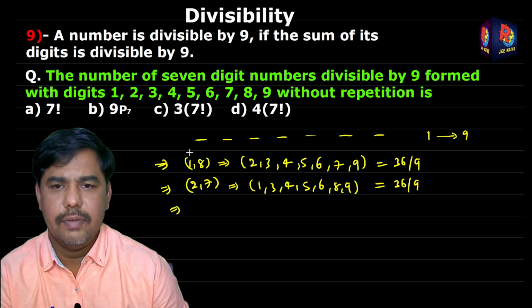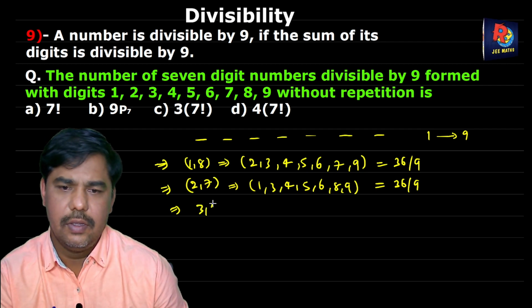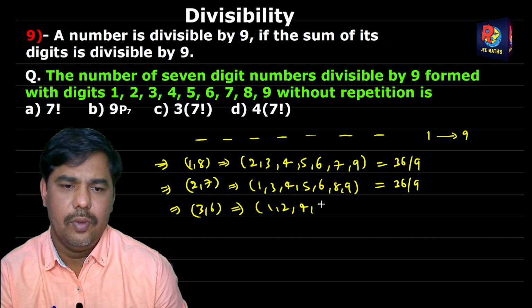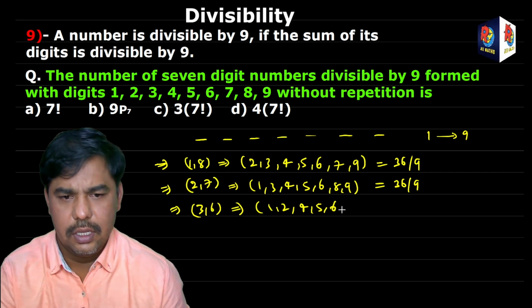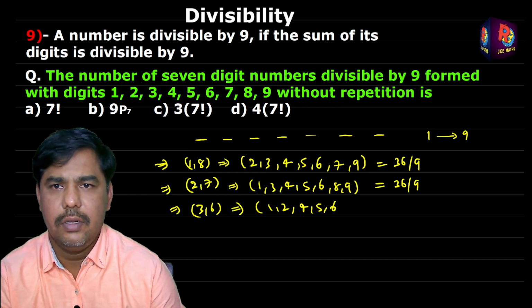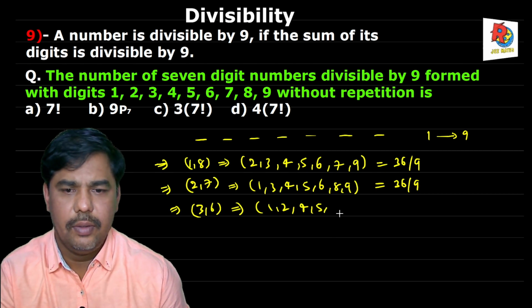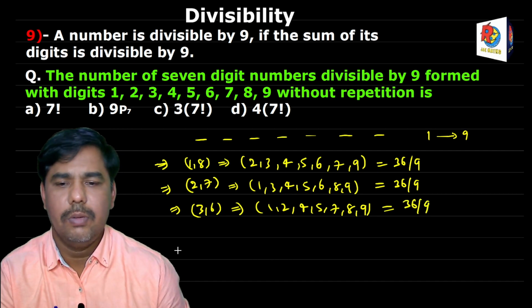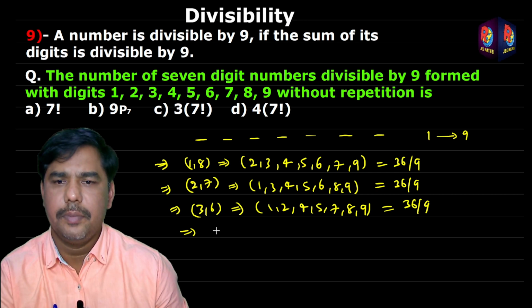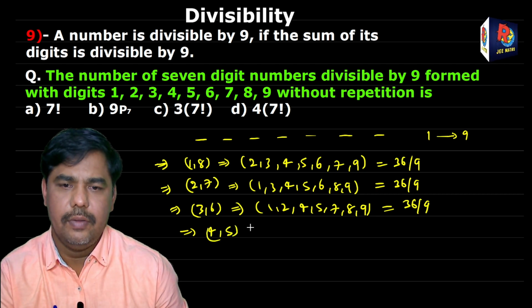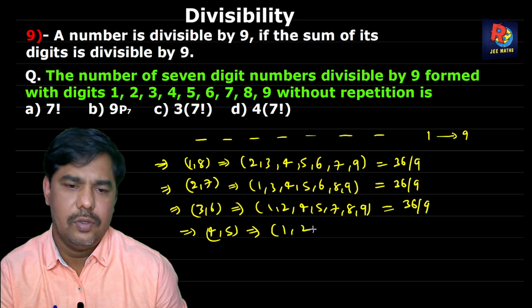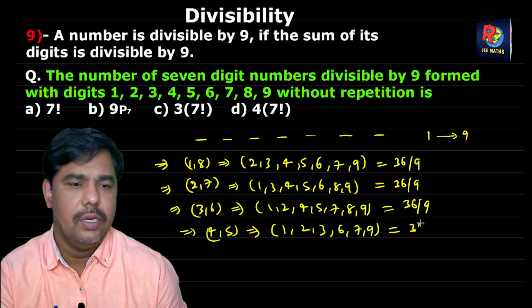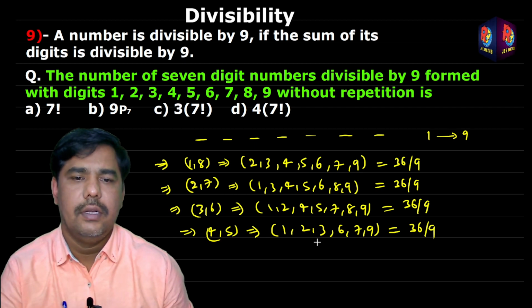Here 2, 7 is over, then 3, 6. If I eliminate these, the remaining are 1, 2, 4, 5, 7, 8, 9, and again it is 36, divisible by 9. And if I take 4, 5, the remaining are 1, 2, 3, 6, 7, 8, 9. Again the sum is 36, which is divisible by 9.